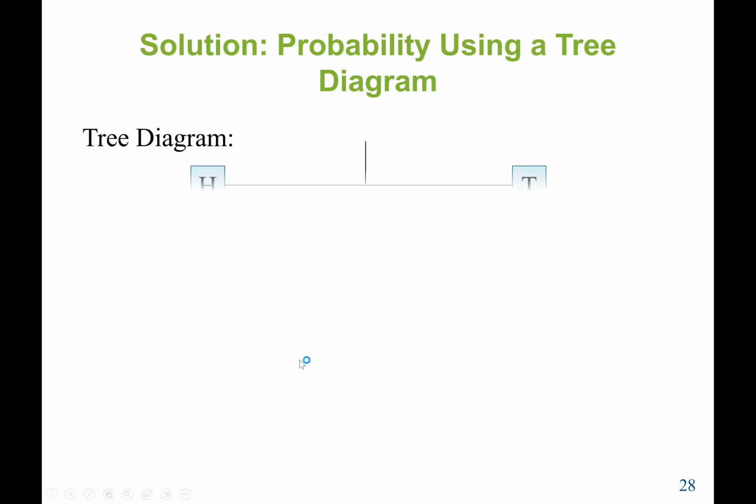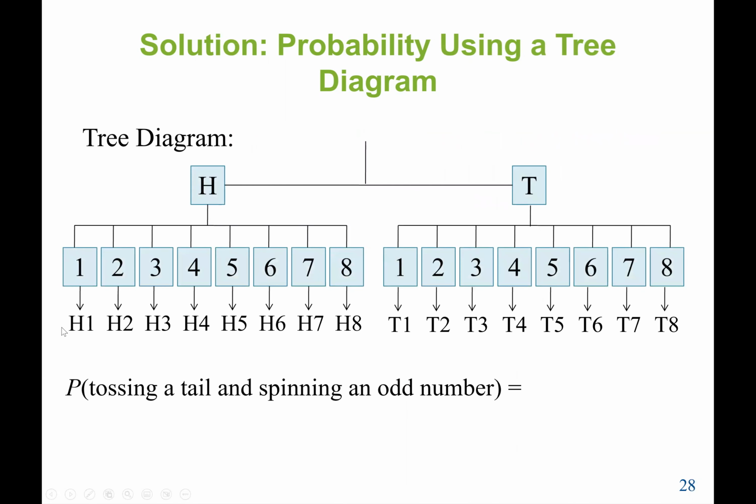So combining, the possible tree diagram, we are going to get from H1 to H8, T1 to T8. So the possible outcomes will give us 16. Because tossing the coin, we only have 2 outcomes. Then within any of the 2 outcomes, for the spin there are 8 sides. So we have 8 for head, 8 for tail.